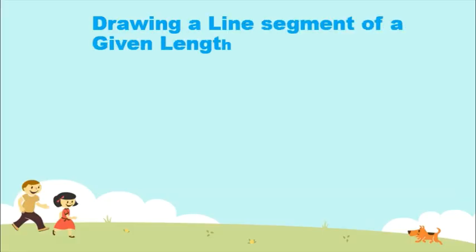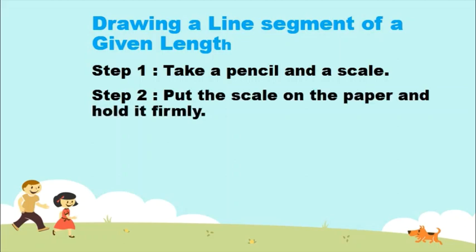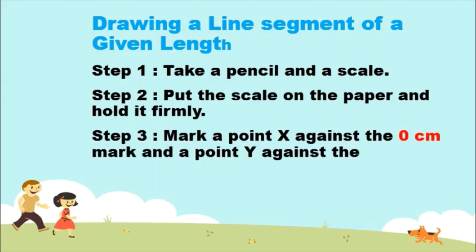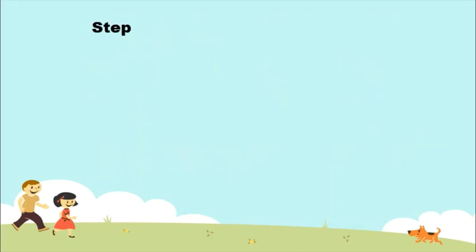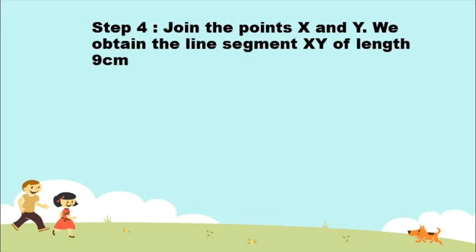Drawing a line segment of a given length. Step 1. Take a pencil and a scale. Step 2. Put the scale on the paper and hold it firmly. Step 3. Mark a point X against the 0 centimeter mark and a point Y against the 9 centimeter mark of the scale. Here we are going to draw a line segment of length 9 centimeters. Step 4. Join the points X and Y. We obtain the line segment XY of length 9 centimeters.